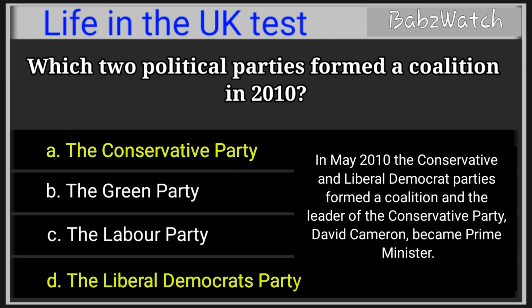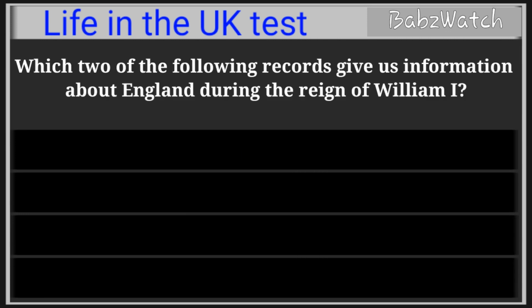In May 2010, the Conservative and Liberal Democrat parties formed a coalition and the leader of the Conservative Party, David Cameron, became Prime Minister.